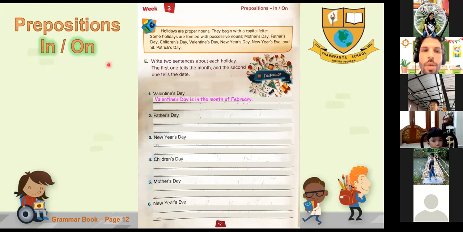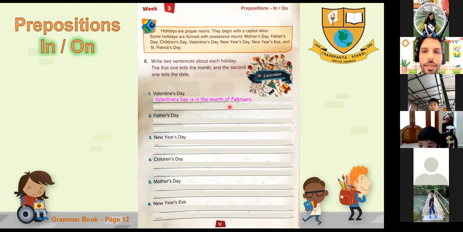So now we need to use the preposition on to write a sentence about the date, which is February 14. Who can tell me a sentence using the preposition on, the date February 14, and the name of the holiday, Valentine's Day? We need to use those three things to write. So think, and when you finish, tell me if you have any idea. I will wait a bit so you can finish.